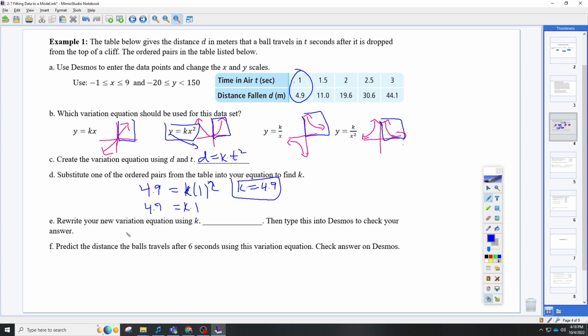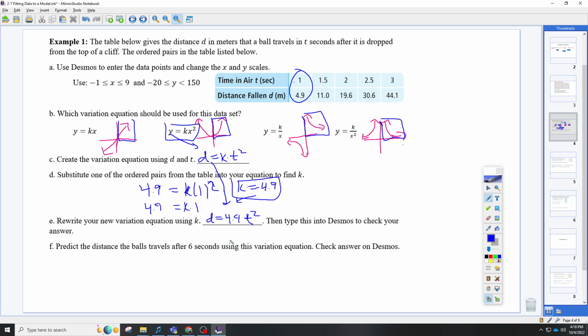Part E says rewrite your new variation equation using k. So we're going to have our new equation, but we're putting k with it. So this should be d equals 4.9 t squared.